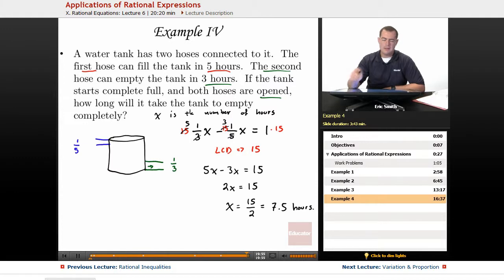Now, notice how in this case it's actually taking longer since both of them are open. The reason for this is that they are not working with each other. They're working against each other. One's trying to fill the tank, and one is trying to empty the tank. So use those bits of information that you can find along in the word problem to give you a little bit of intuition about your final solution. That way you can be assured that it really does make sense in the context of the problem.